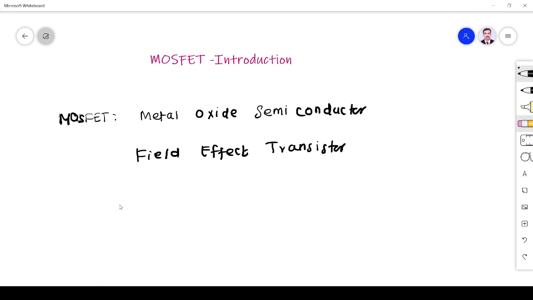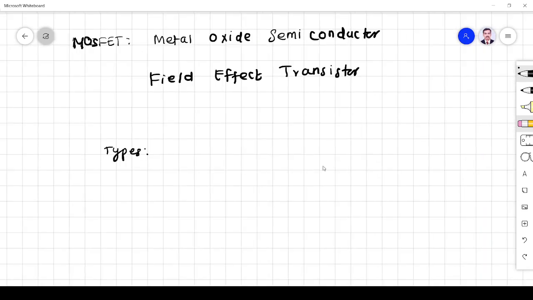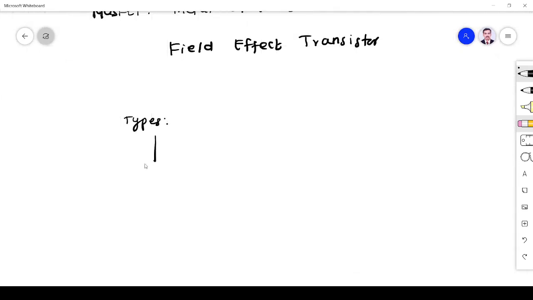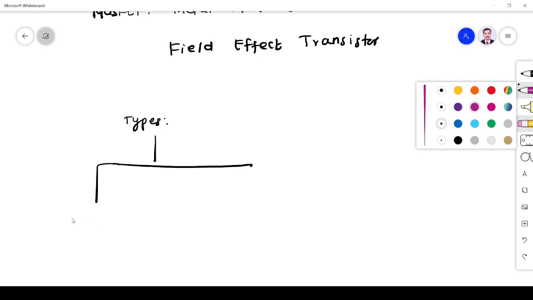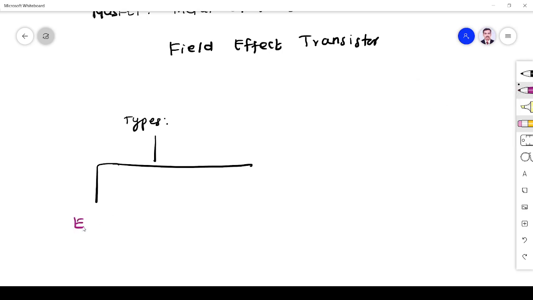So there are two types of MOSFET. One, I call it enhancement MOSFET. Second one is depletion MOSFET. So enhancement MOSFET, simply I write as EMOS. Depletion MOSFET I write as DMOS. So there are two types of MOSFET.